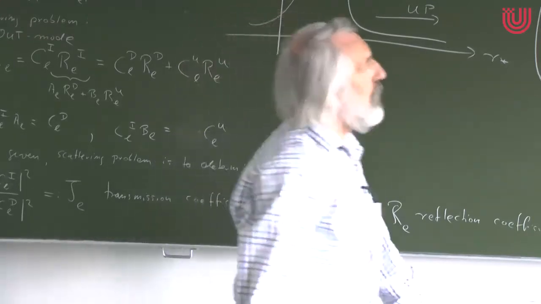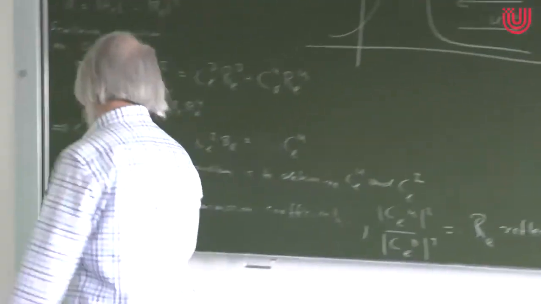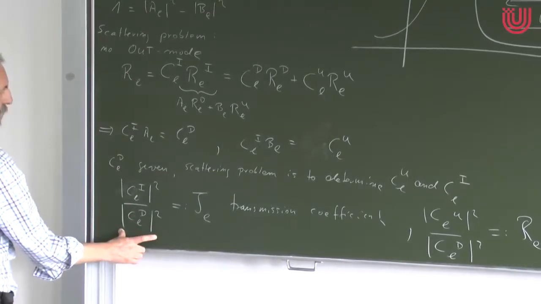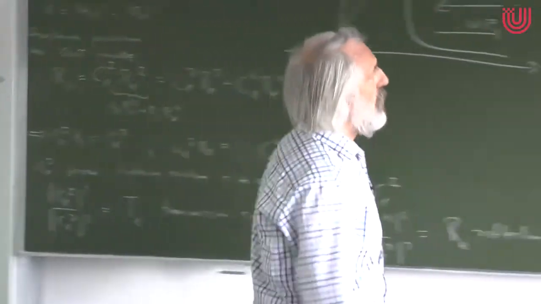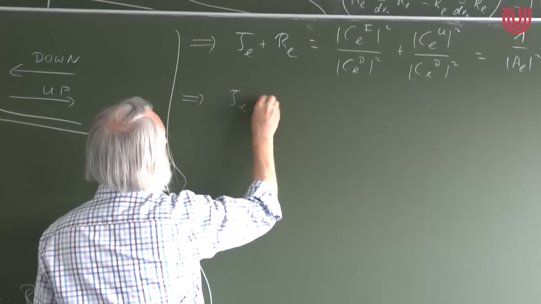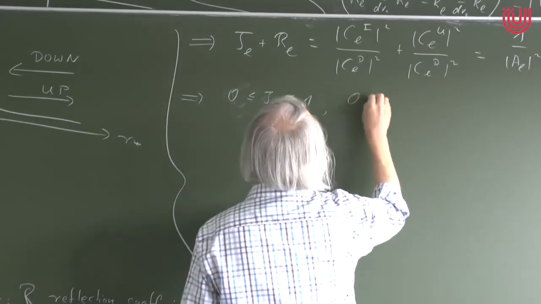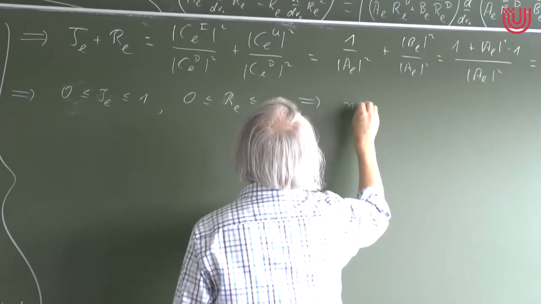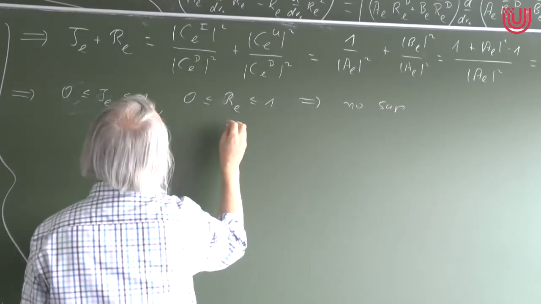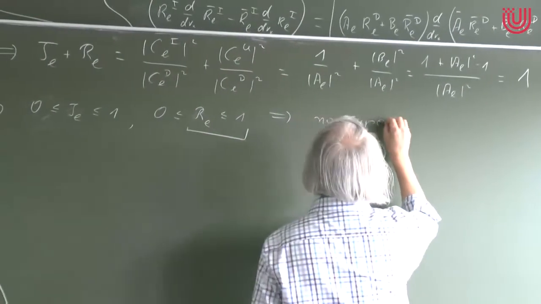That's what you expect. So this implies in particular, because TL and RL are defined as absolute squares of something, they cannot be negative. So they must be positive, and the sum is 1, so this implies that TL is between 0 and 1, and RL is between 0 and 1. And this means there's no super radiance. This means that what is reflected is less than what you sent into the system, so you have no super radiance.